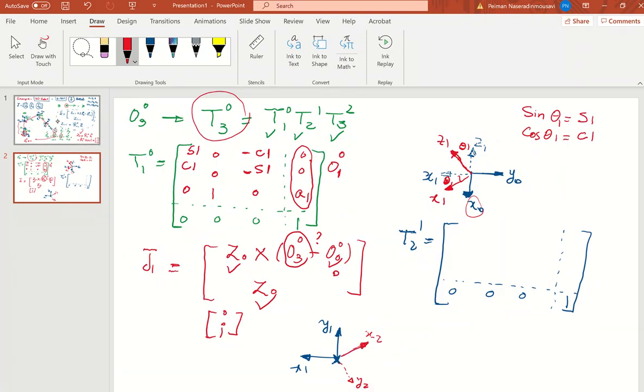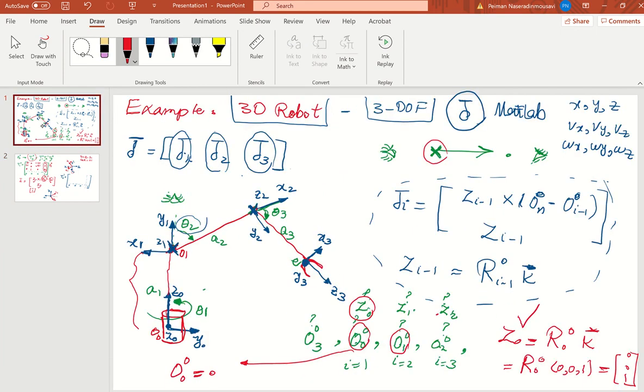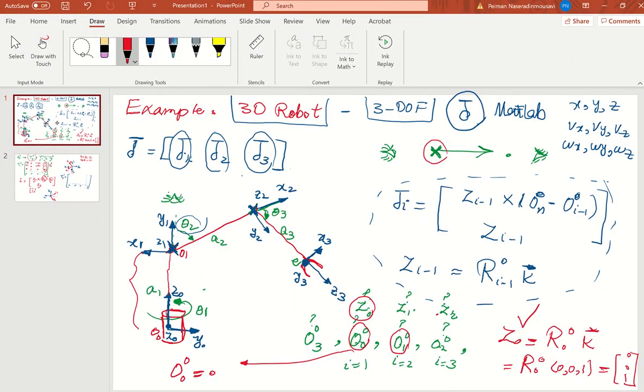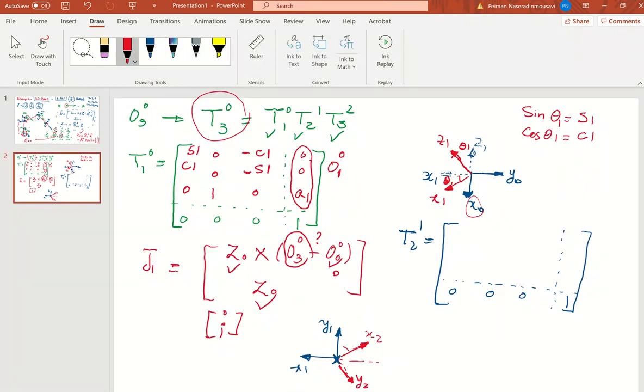Let me do this because it's rotated already. Z2 and Y2. So for which angle? Look here, guys. This angle between them is theta 2. That's right, theta 2 between X2 and Y1. So here is theta 2, and here is also theta 2. You see, I'm doing it step by step.